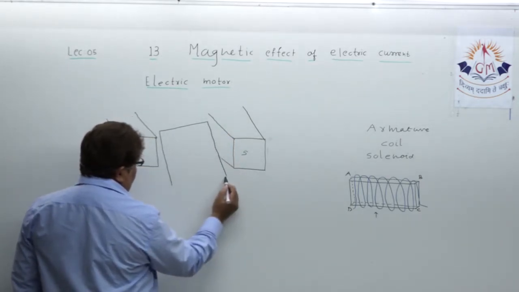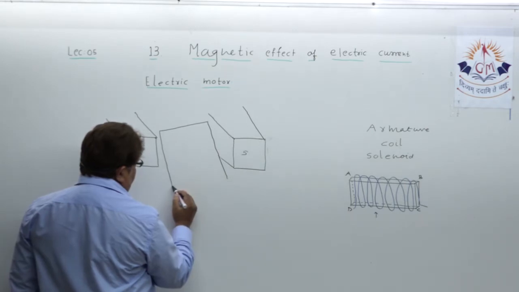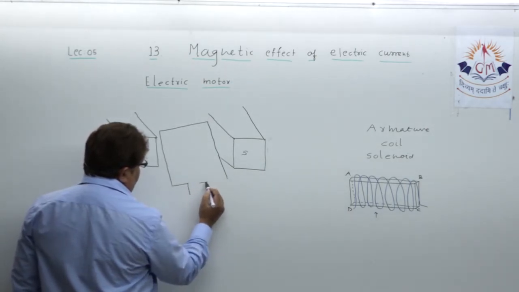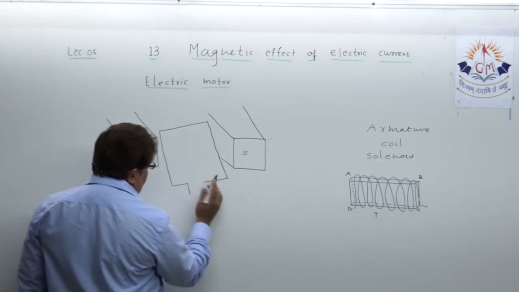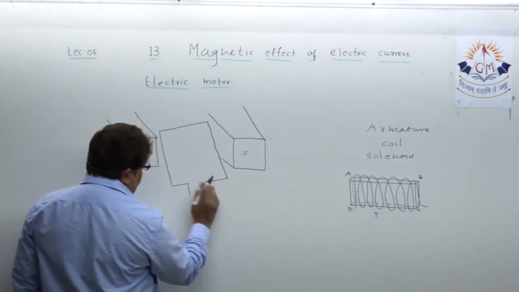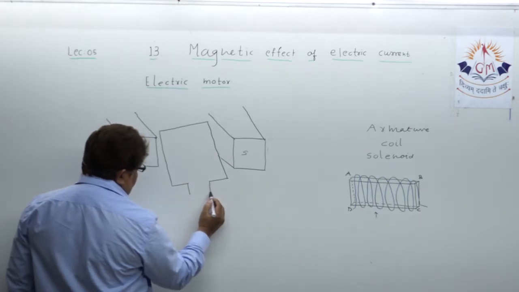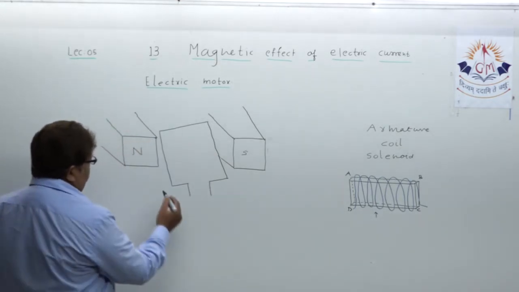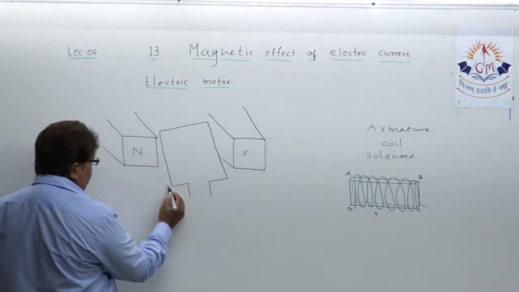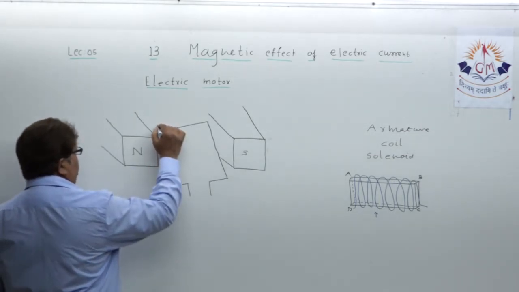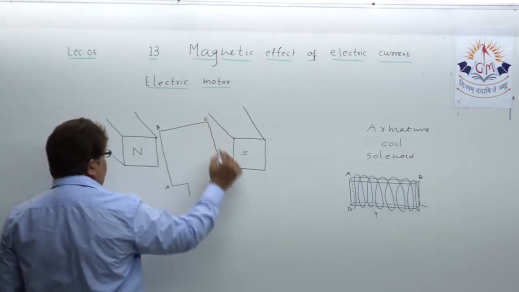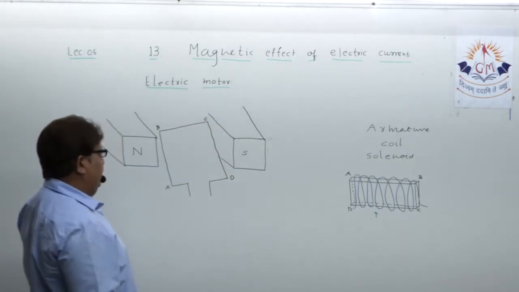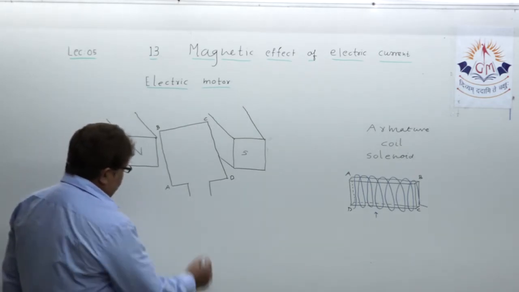I am just trying to show you the rectangular coil of wire. Okay, suppose this is a rectangular coil of wire. Okay. Let us say the ends A, B, C, D. This is just a line diagram to actually understand what happens.